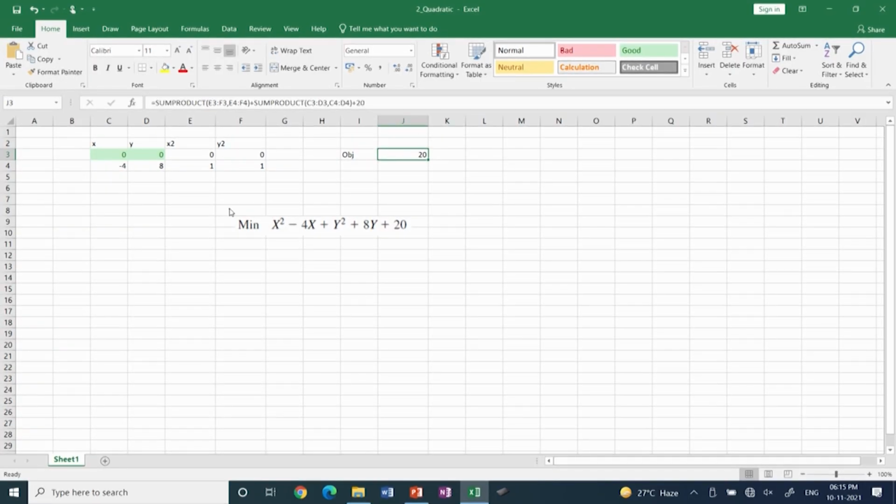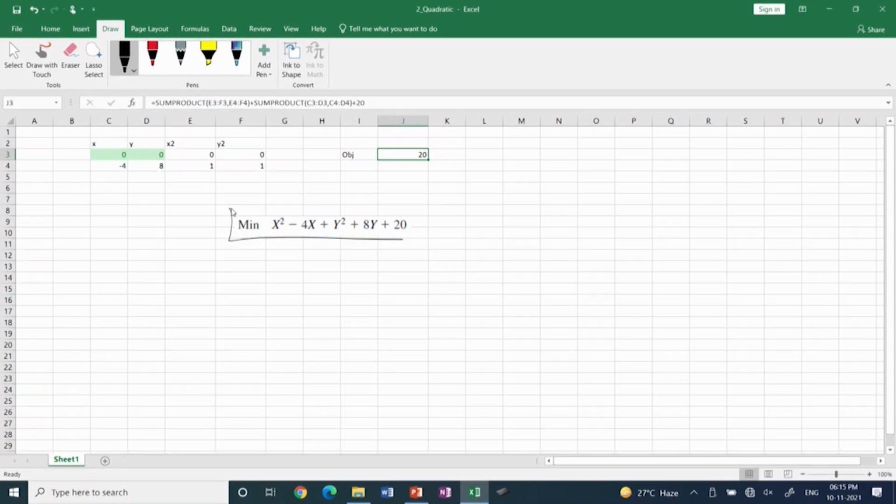Now, the equation for which we need a solution is this one. What is that? x square minus 4x plus y square plus 8y. First I have written only the values for x and y. The coefficient of x is minus 4, the coefficient of y is plus 8, then the coefficient of x square is 1 and the coefficient of y square is also 1, plus 20. Okay. Now, you see how I am writing the equations for this.